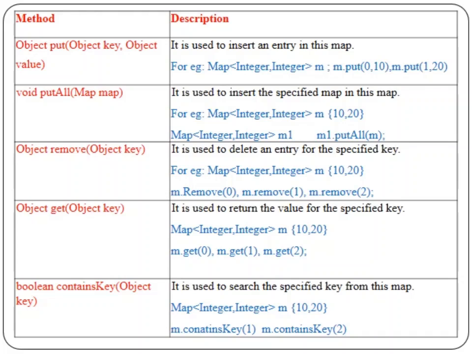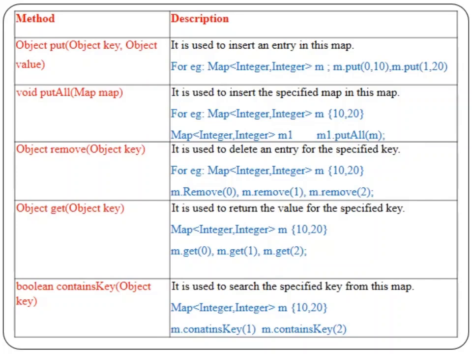So next method is remove. The remove is a method which is going to remove an element of a specified key. By using a specified key, the element is going to be deleted. So it is used to delete an entry for the specified key. Assume that we have created the map interface containing the values 10 and 20, with key 0 and key 1. When I say remove(0), 10 is going to be removed.